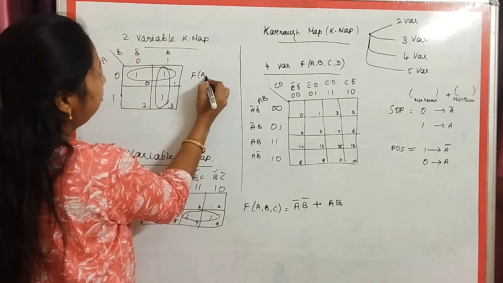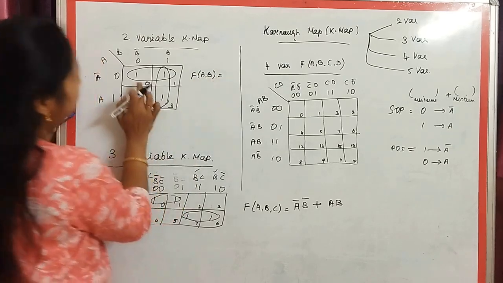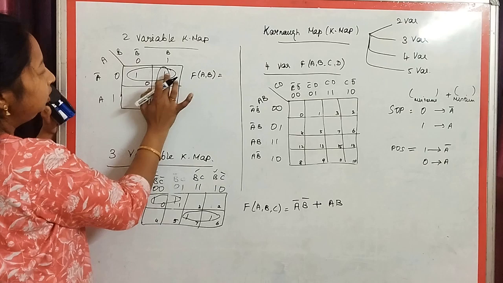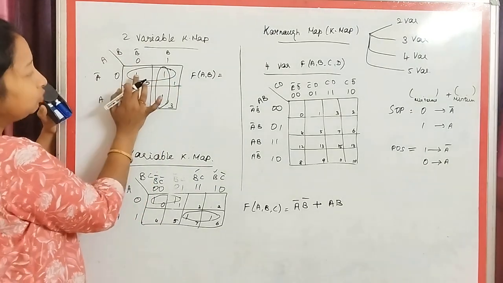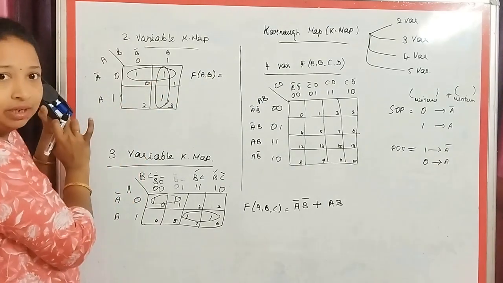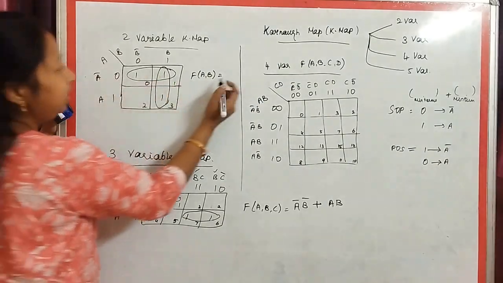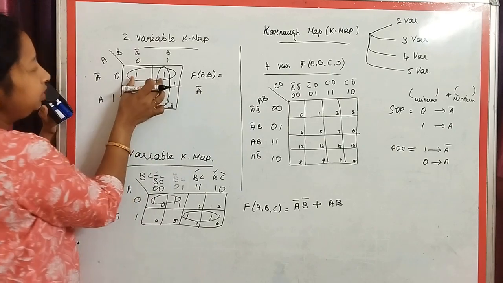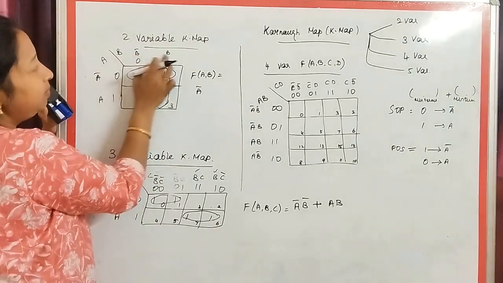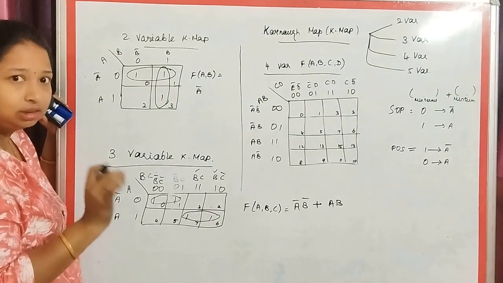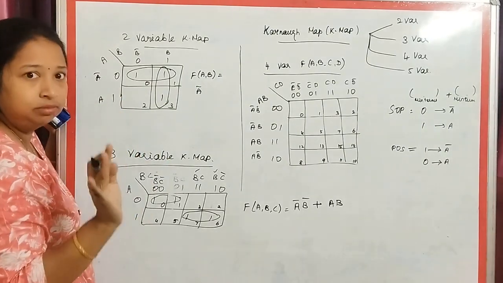Fine. Now write the equation for this. F of a comma b is equal to, now let's take this bubble. For this bubble on the vertical side, which is common, a bar. A bar is common to this one as well as to this one inside the bubble, right? So I'll be taking a bar. For these two terms on the horizontal part, here it is b bar, here it is b. Both are varying, so I cannot write. Only the common terms you have to write.